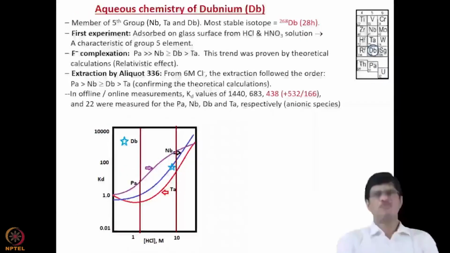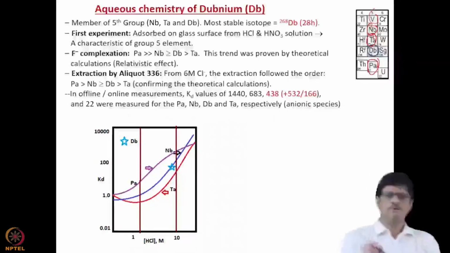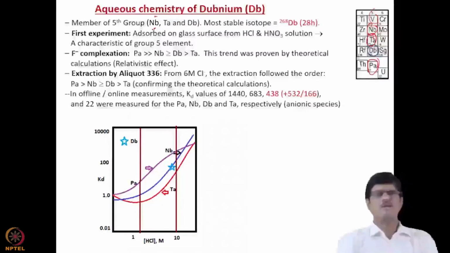Now I come to element number 105, which is dubnium, and I mention here the aqueous chemistry of dubnium. Dubnium has the homologues vanadium, niobium and tantalum. It has a pseudo homologue, protactinium. It is a member of the fifth group, as mentioned. So we have niobium, tantalum and dubnium forming the same group. The first experiment carried out in this case was the observation of sorption on the glass surface from HCl and nitric acid solutions, which is again characteristic of some of the group 5 elements.